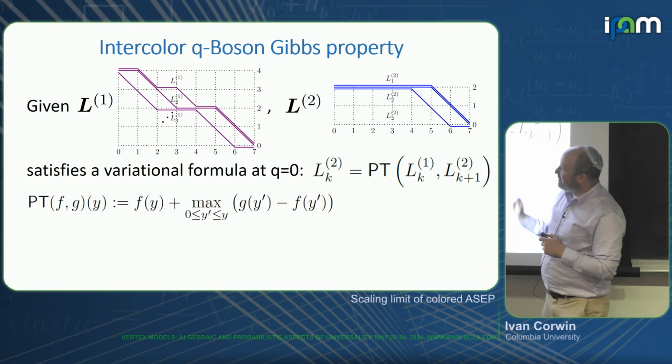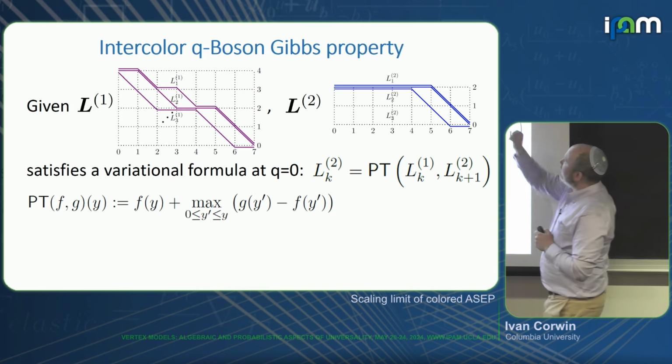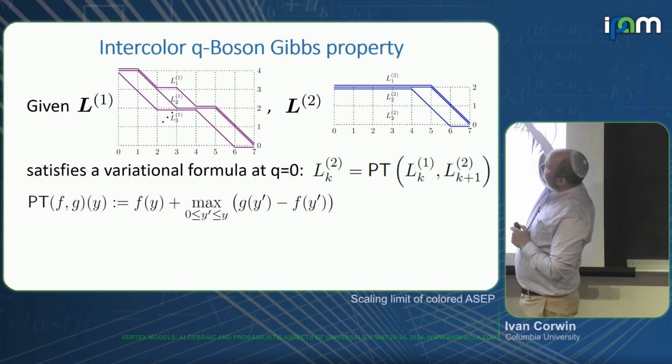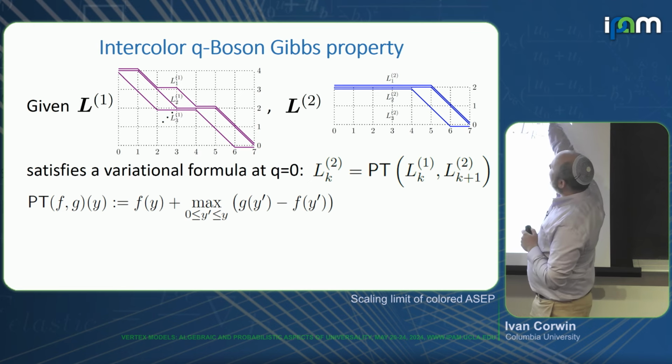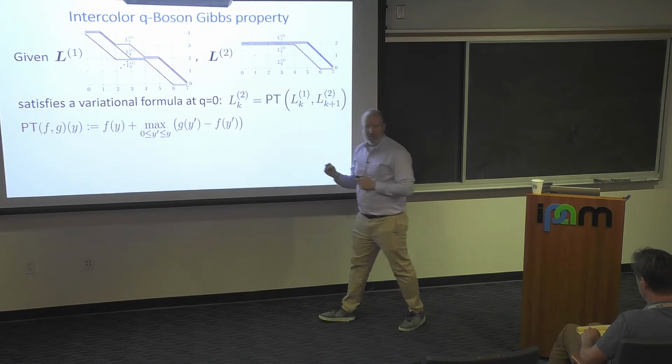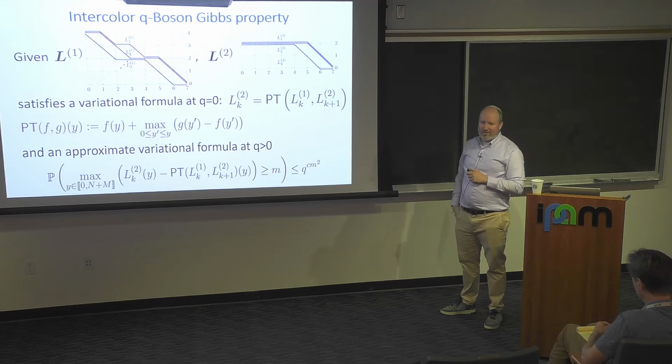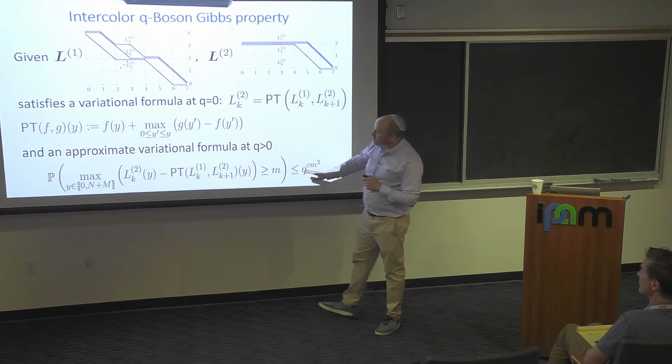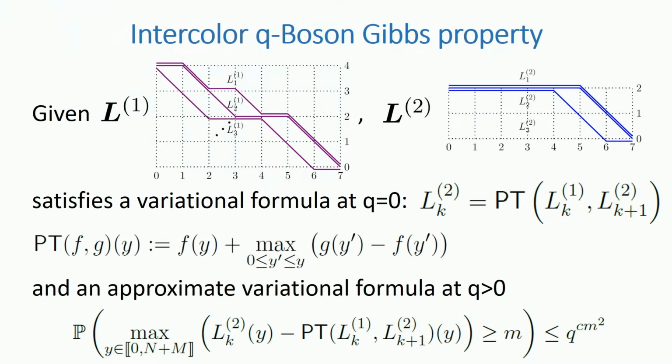So you could, of course, iterate this, and I'll give you what that means in a moment. But what it essentially says is that, let's say I want to know the first curve of this second line ensemble, I can get it through a variational problem in the first line ensemble, exactly when Q equals 0. When Q is not equal to 0, it fails. But it doesn't fail by that much. So if you look at the weights and you do some careful analysis, you see that the variational problem is approximately true, in the sense that the probability that it varies by more than m from this Pitman transform is small. It behaves like Q to the m squared.